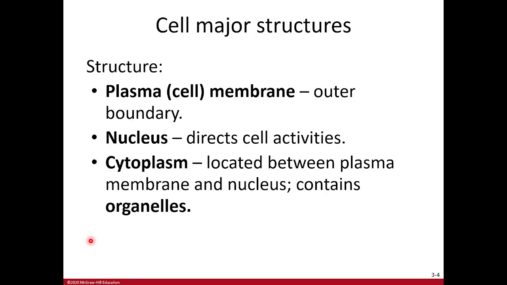So some of the major structures of the cells are a plasma membrane, which forms like a wall or a separation between the cells and other cells. The nucleus is the central part of the cell where the DNA or the nucleic acid directs the activities of the cell. The cytoplasm is the space between the plasma membrane and the nucleus, and it is where the tiny organs or organelles are located.